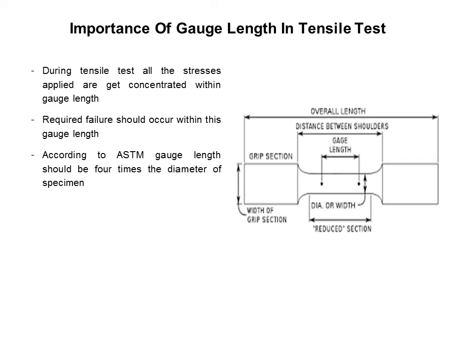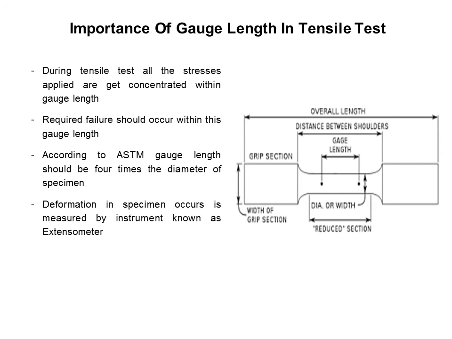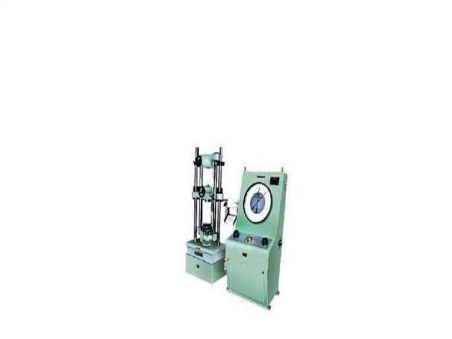According to ASTM, the gauge length should be 4 times the diameter of the specimen. Suppose the diameter of the specimen is 10 mm, then according to ASTM, the gauge length should be equal to 40, that is 4 times the diameter, or it should be greater than 4 times. Deformation in the specimen is measured by an instrument known as the extensometer. This is the tensile test apparatus. Now we will see the procedure.